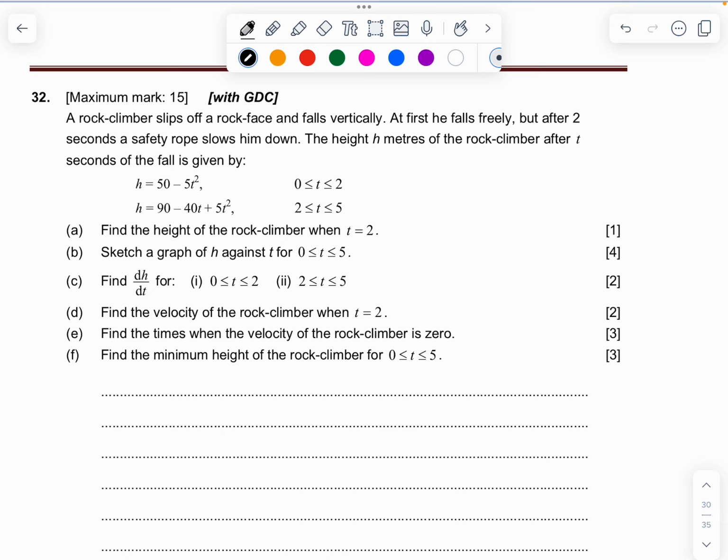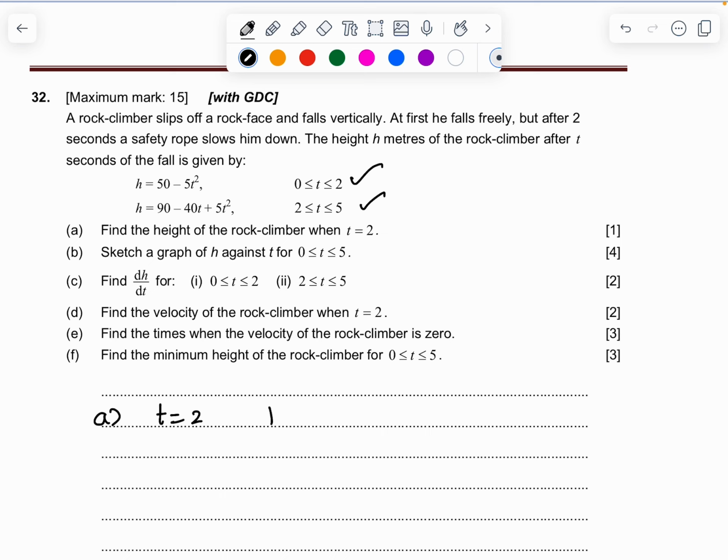Question number 32. A rock climber slips off a rock face and falls vertically. At first he falls freely, but after 2 seconds a safety rope slows him down. The height h meters of the rock climber, t seconds into the fall, is given by these two formulas. During the first 2 seconds is the first formula, 2 to 5 is the second formula. Find the height of the rock climber when t equals 2.